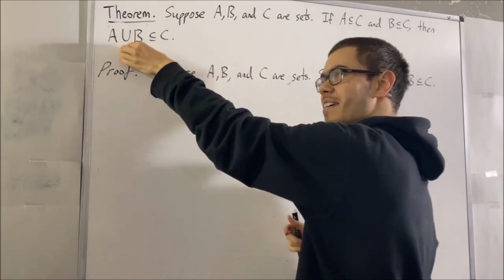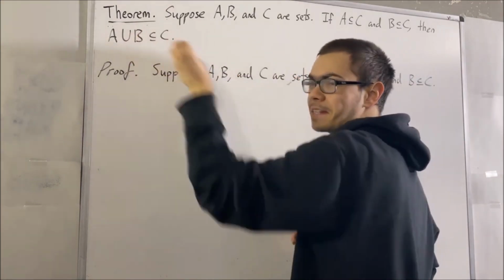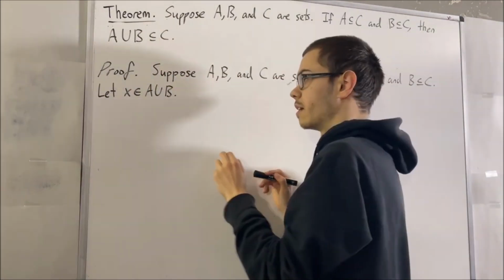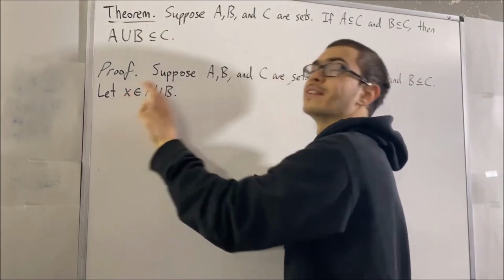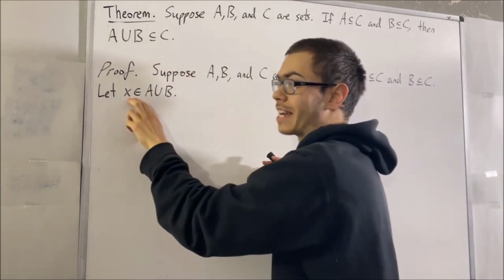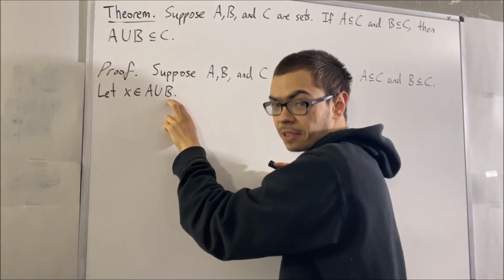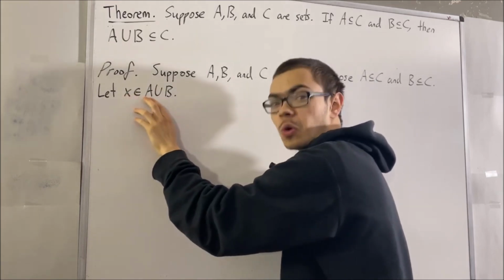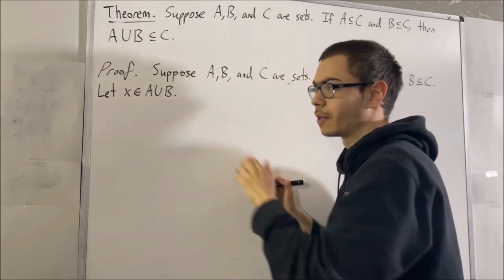And to do that, give me an arbitrary element of this set. I'll call it X. And now we want to show that X is also an element of C. Okay, so what does it mean for X to be an element of A union B? If you recall, all that means is either X is an element of A or X is an element of B.